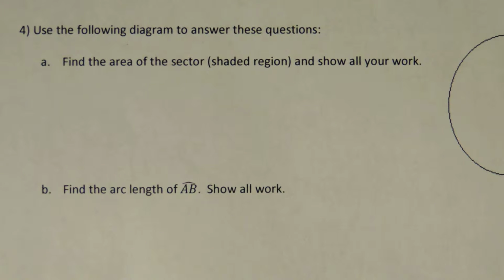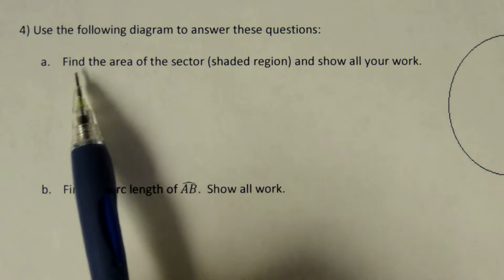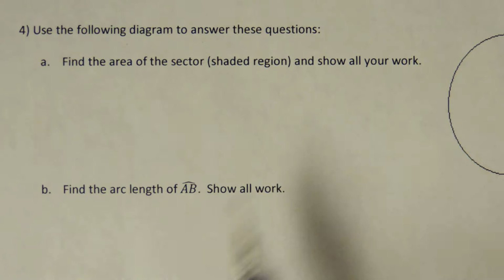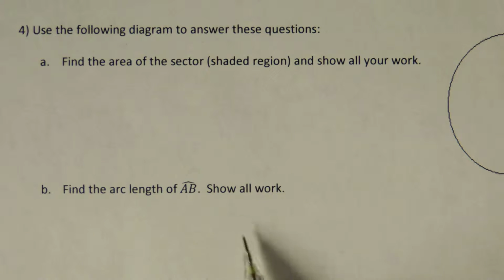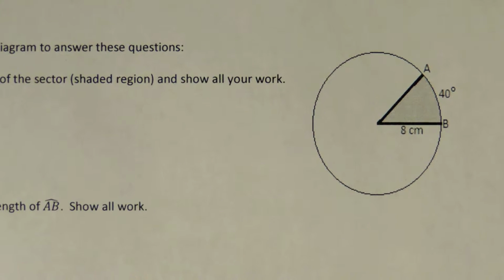Problem number 4. Problem number 4 says use the diagram to answer these questions. Find the area of the sector, the shaded region, and show all your work. Find the arc length of the section, show all your work. So the arc length of AB. This is a little bit different.